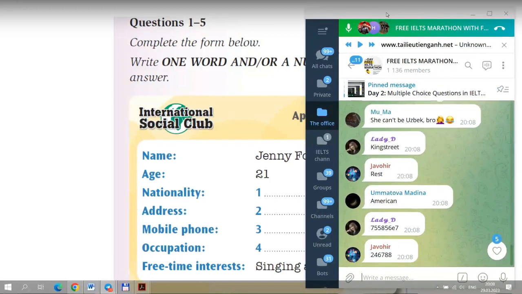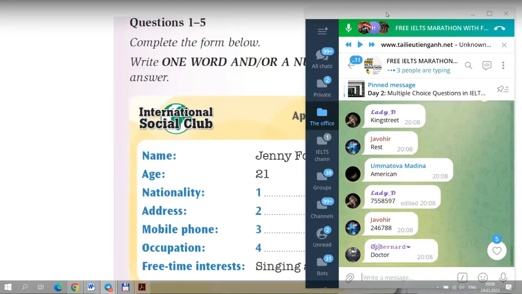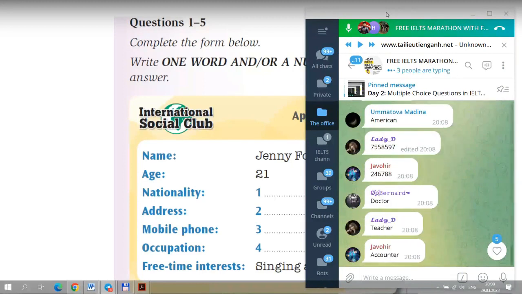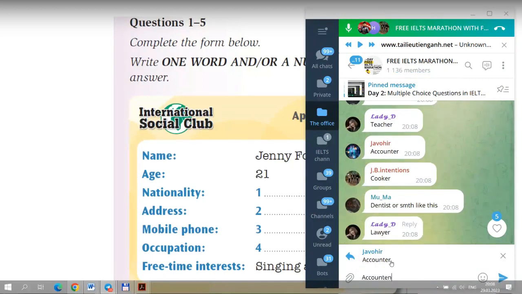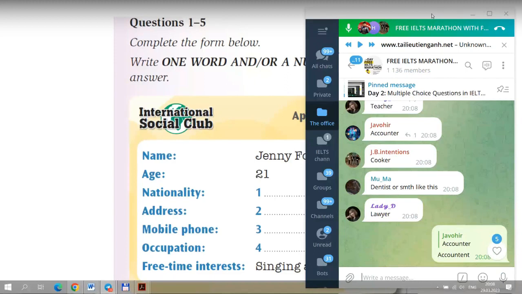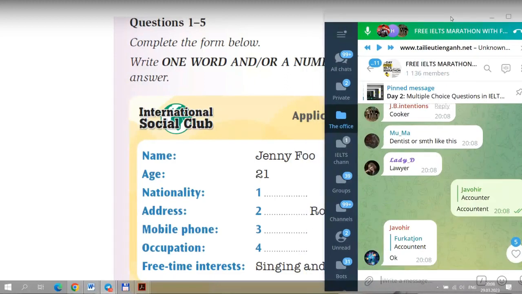So, what about occupation? Occupation is a job, yeah, the line of work that you do. So what could be her occupation? Can you give us some examples? Teacher, doctor, accountant. Okay, not accountant. Lawyer, yes, dentist, yeah, that's right.